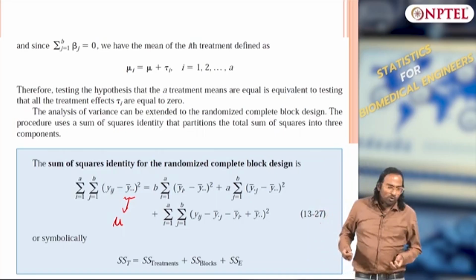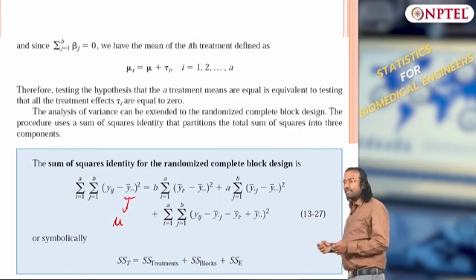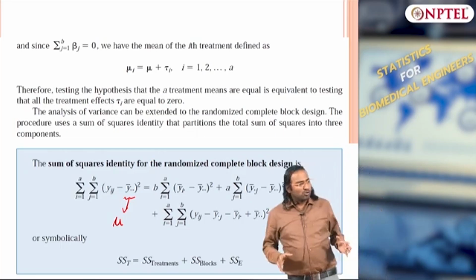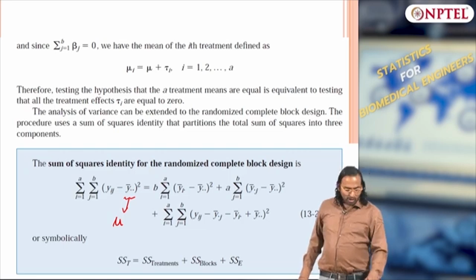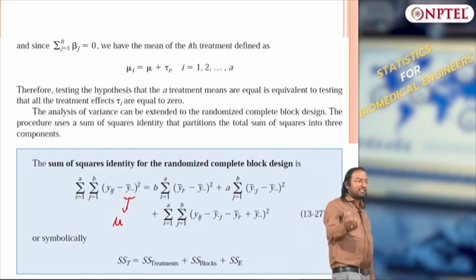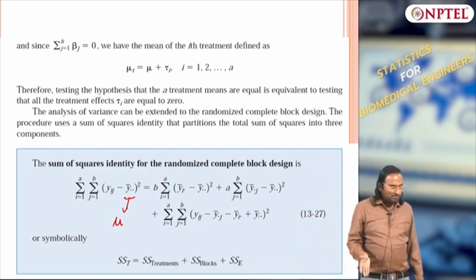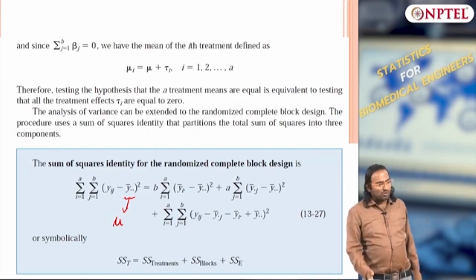What is the estimate of mu? Y bar dot dot. So yij minus y bar dot dot the whole square is my total variation along both the axes. I sum it up, that is the total sum squared variation. Sum square total is this quantity, which is along both the axes. This is similar to what we did in ANOVA also.